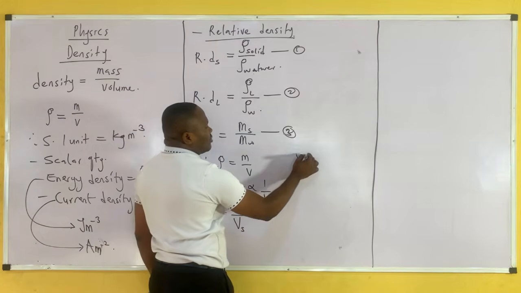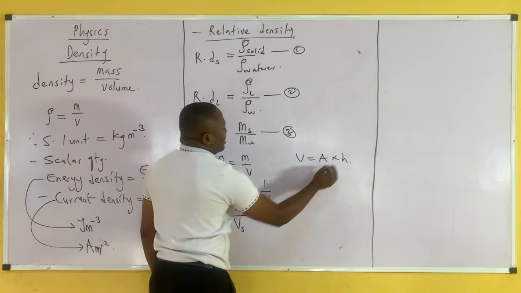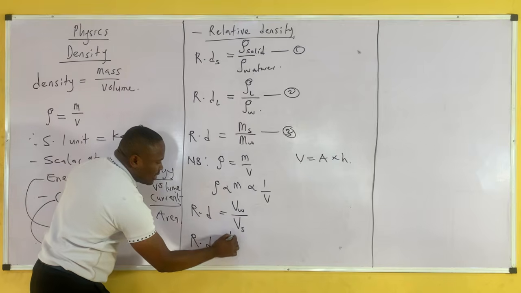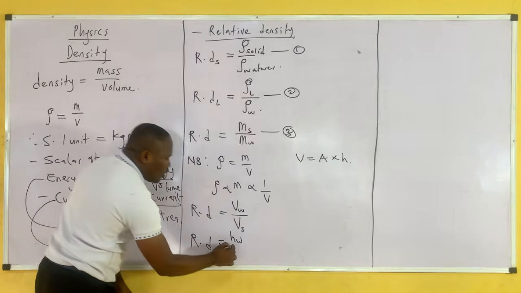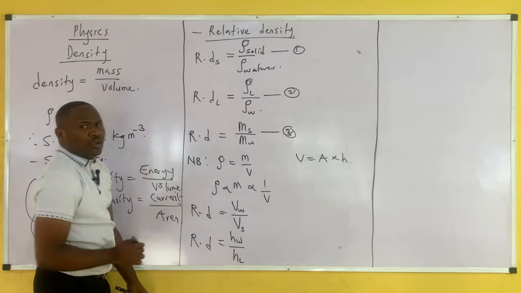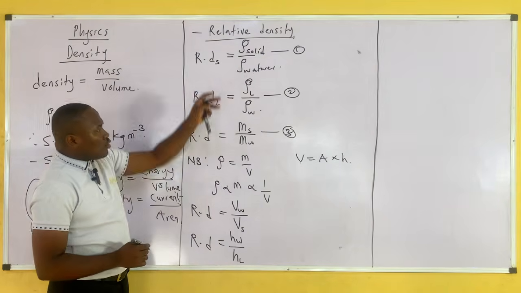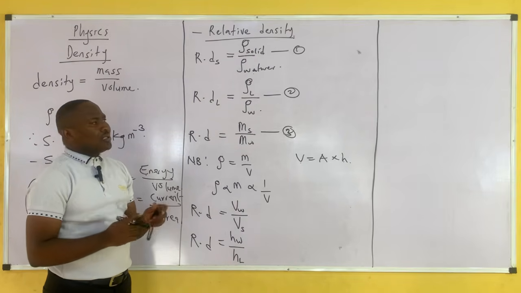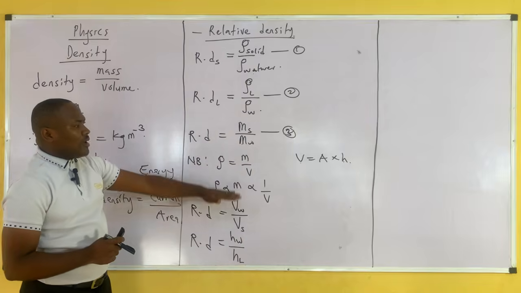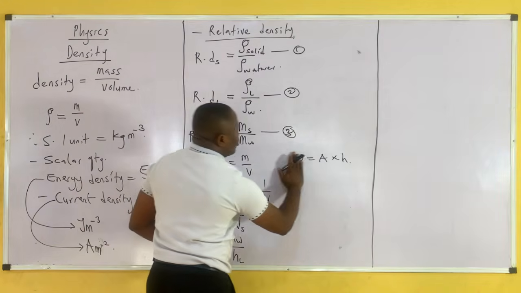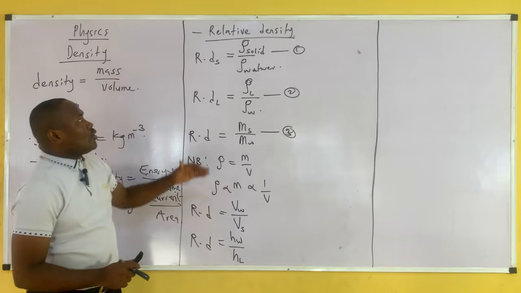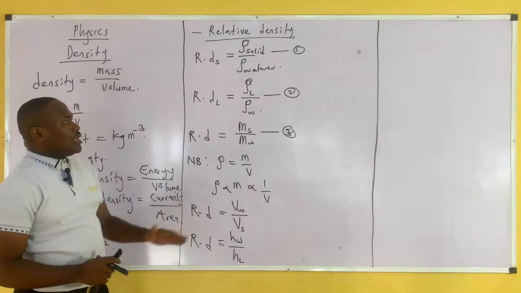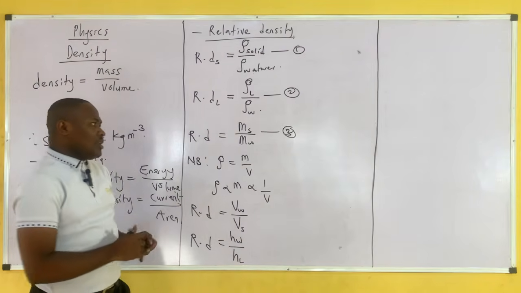Now remember, volume is equal to area times height. So volume is proportional to height. So I will say relative density equals height in water over height in a liquid. Very, very important. If all of these various forms in which relative density can be asked are known, you can tackle them. I'll be showing you some questions where we'll solve relative densities and densities, applying all of these formulas as we go.